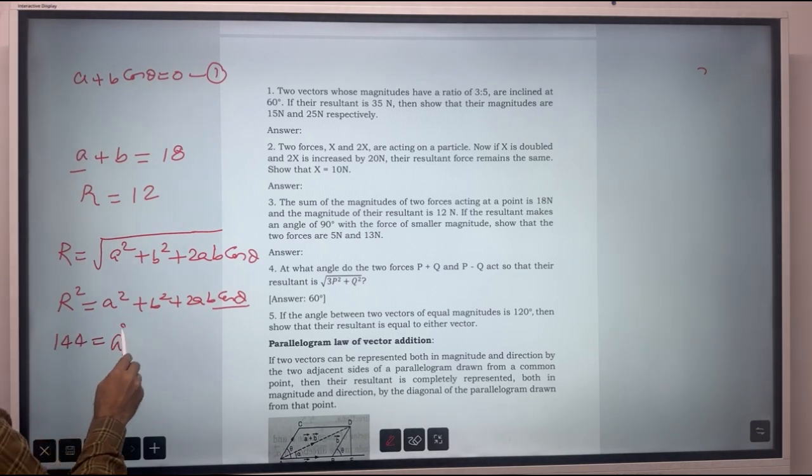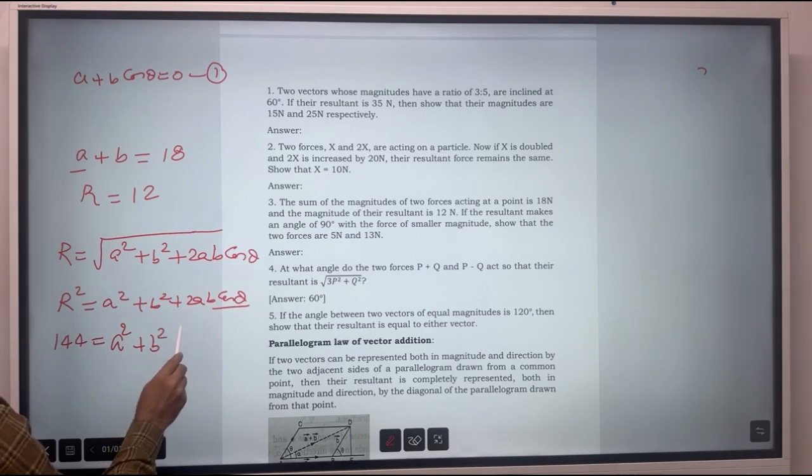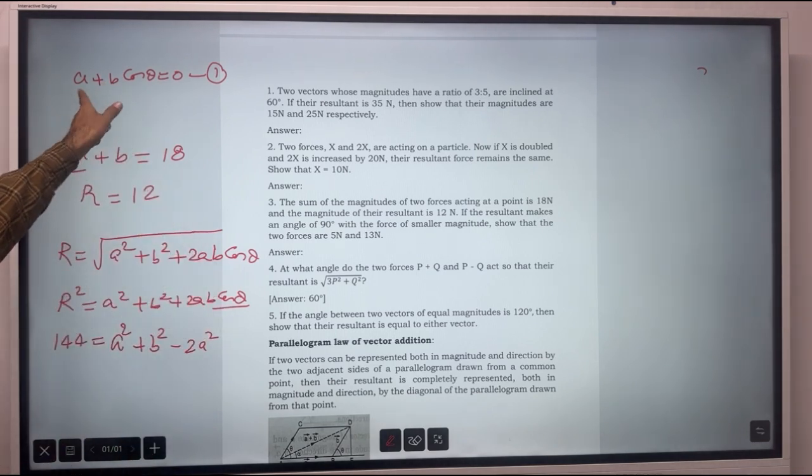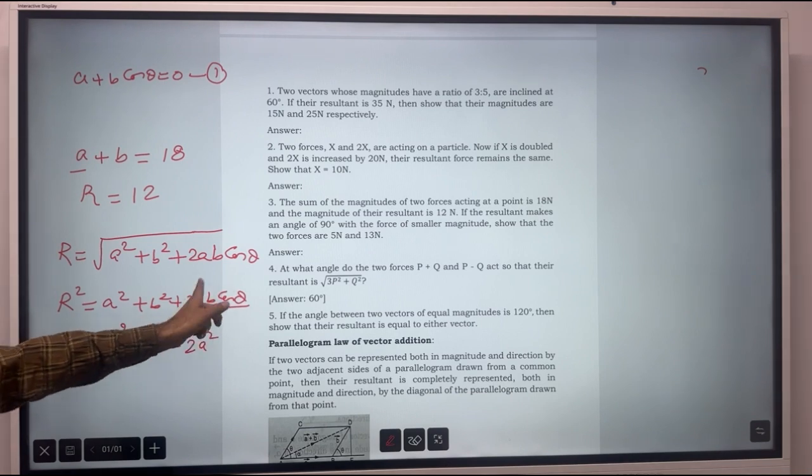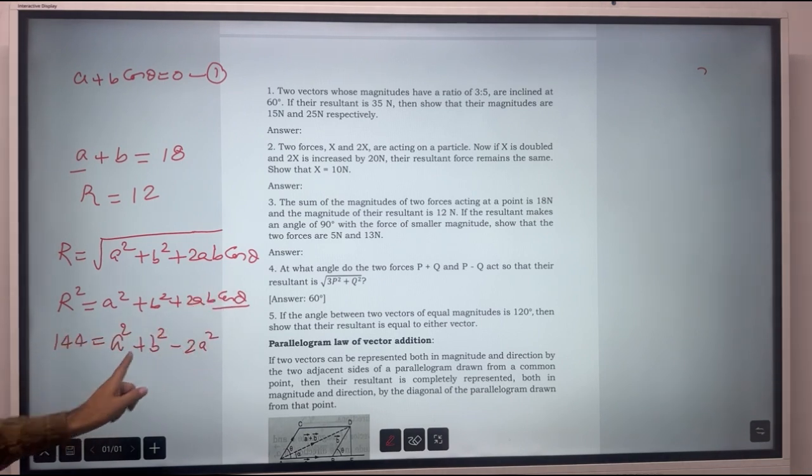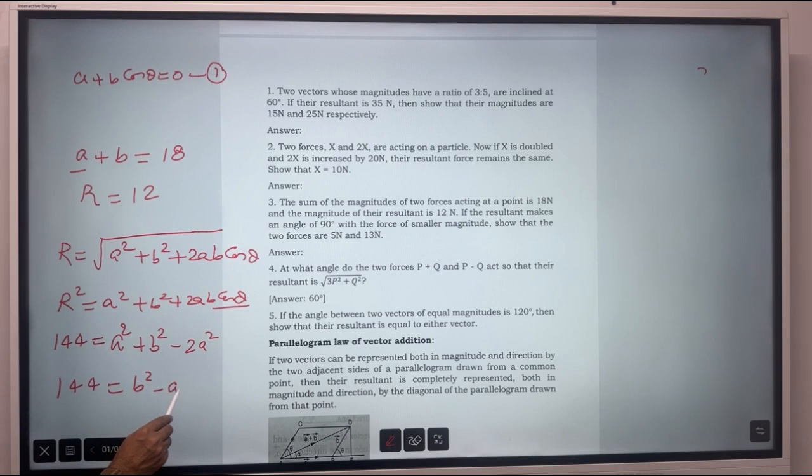So we will get A square plus B square minus 2A square. Is it clear? B cos theta is replaced by minus A, so when we write minus A, this becomes minus 2A square. So from here we get 144 equal to B square minus A square. This is the second equation.